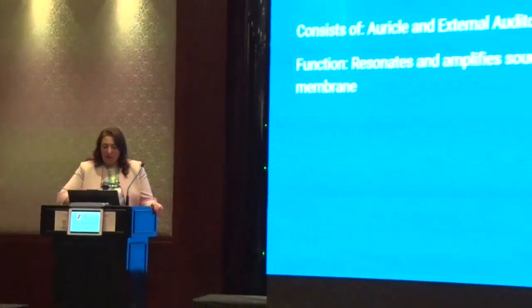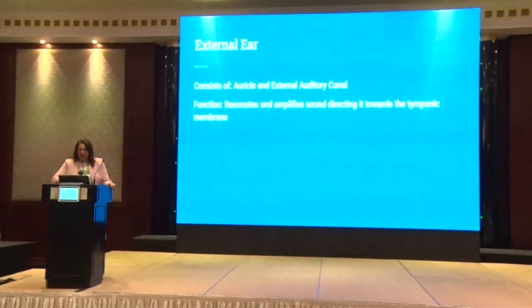Before I talk about hearing in children, I would like to remind everyone about the anatomy of hearing in a very brief and simplified way. Our hearing system consists of three anatomical parts: the external ear, the middle ear, and the inner ear. The external ear consists of the auricle and the external auditory canal. Its function is to resonate and amplify sound, directing it towards the tympanic membrane.